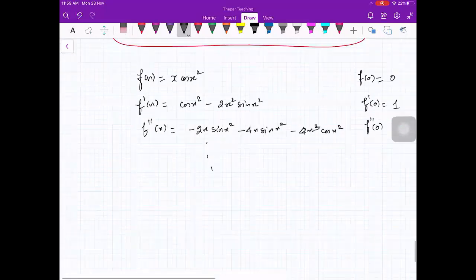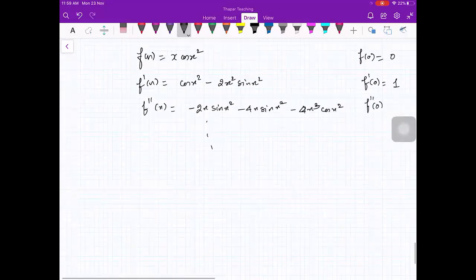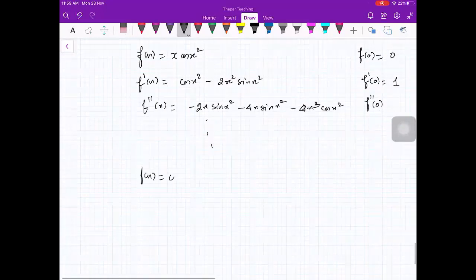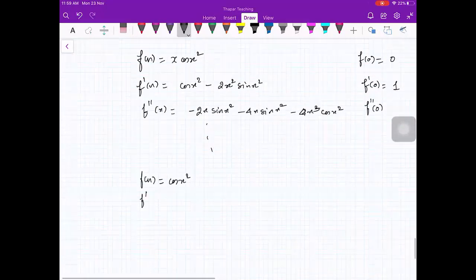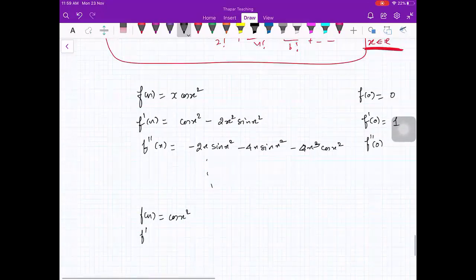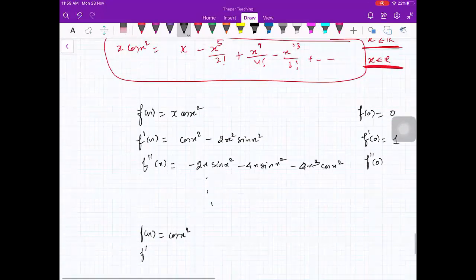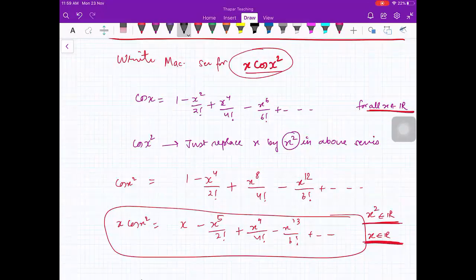F of x is, suppose, cos x square. Okay, ma'am. The only thing is you will get difficult calculations. That's it. Ma'am, can we use either, will the answer be the same from both? Yes, obviously the answer is the same. You will get only a unique Maclaurin series. Okay ma'am. Thank you ma'am.